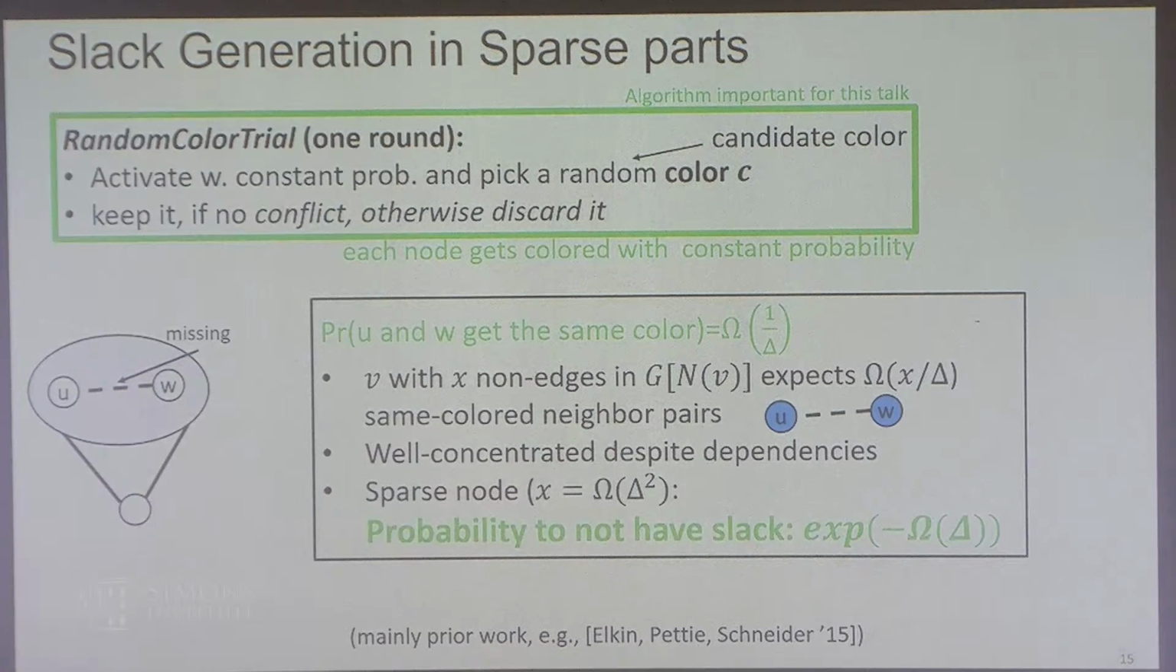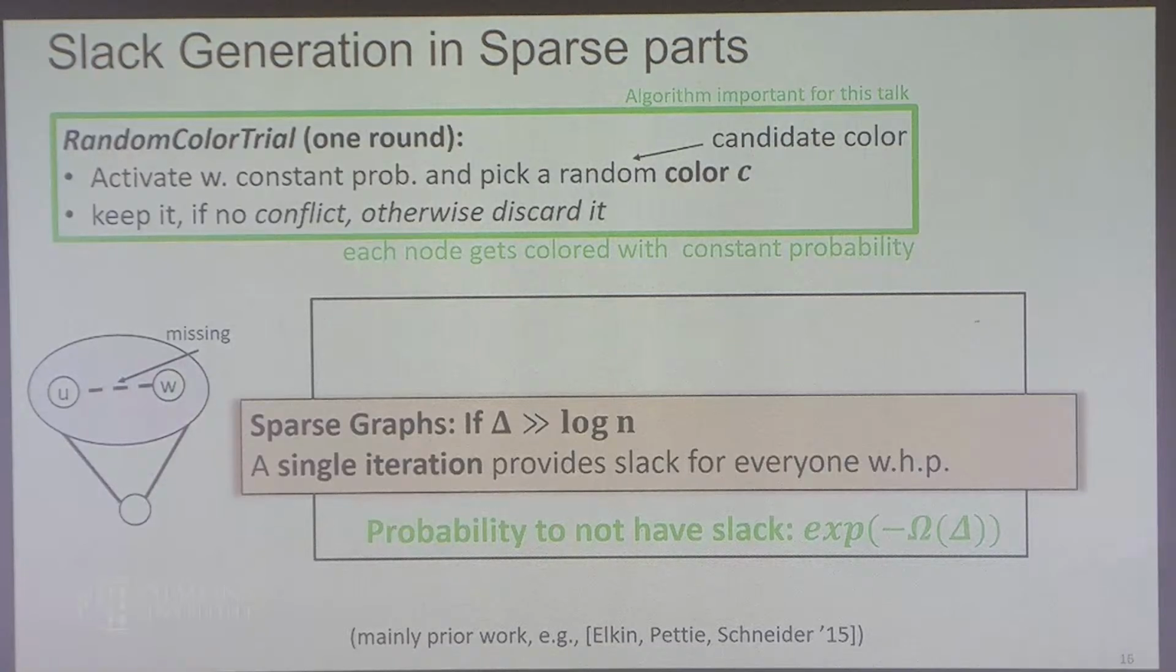And what one can show is that despite dependencies, this is well concentrated. So the probability for a node to not have slack is exponentially small in delta, in a sparse graph. Are you looking at a particular range of delta being small? That will come next, yes.